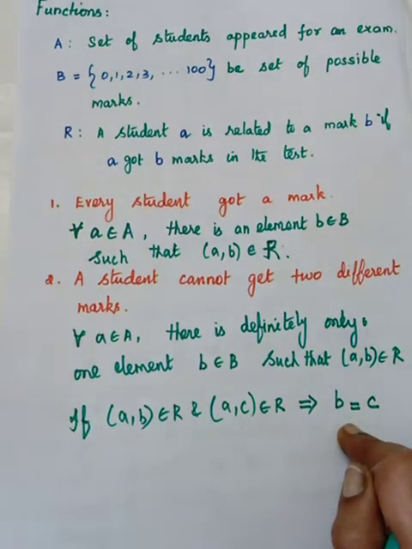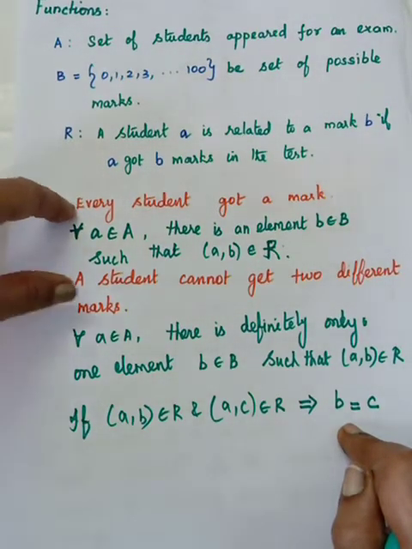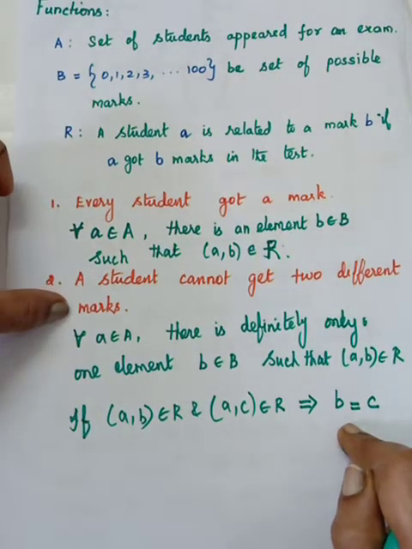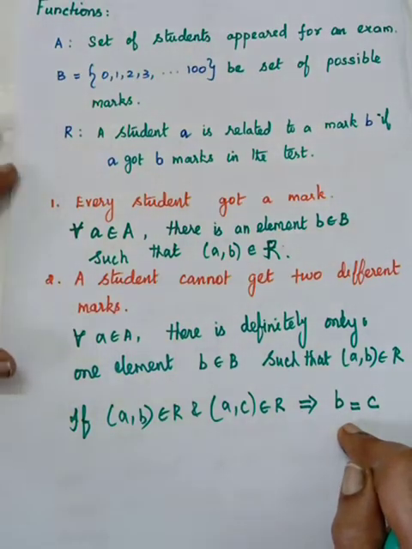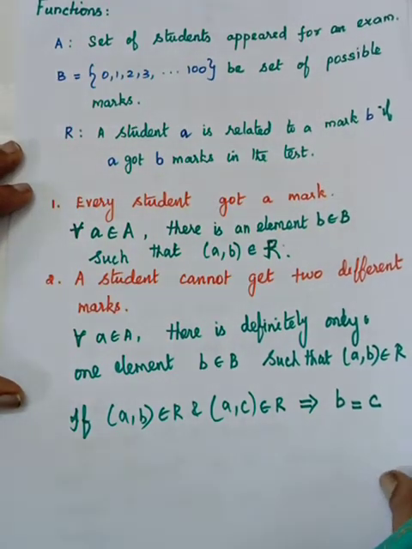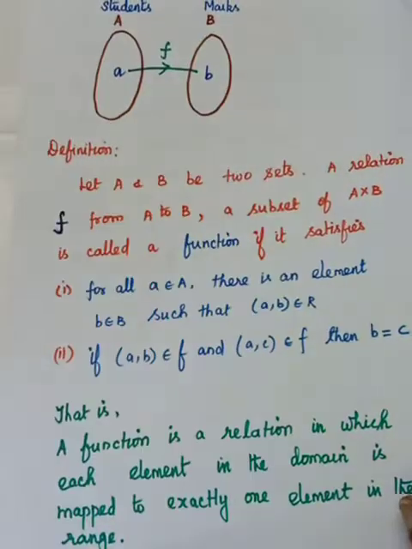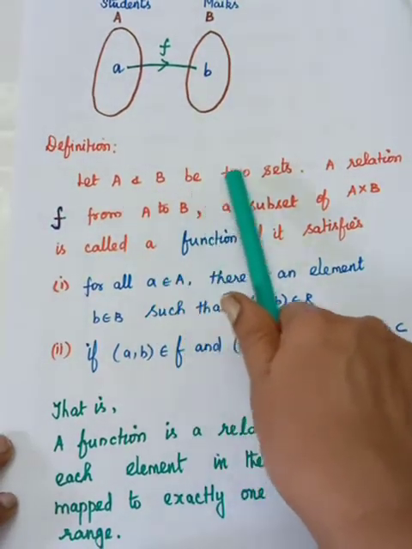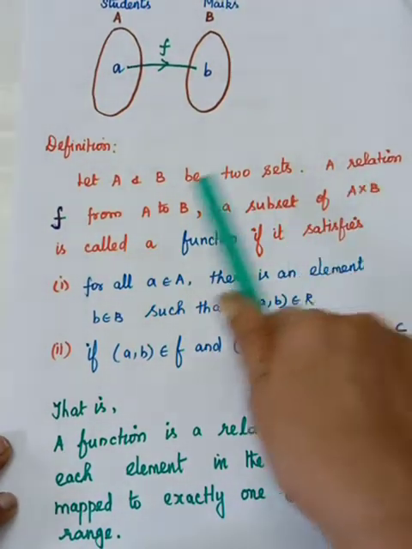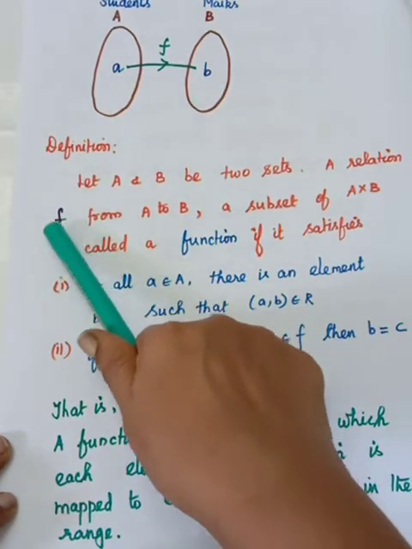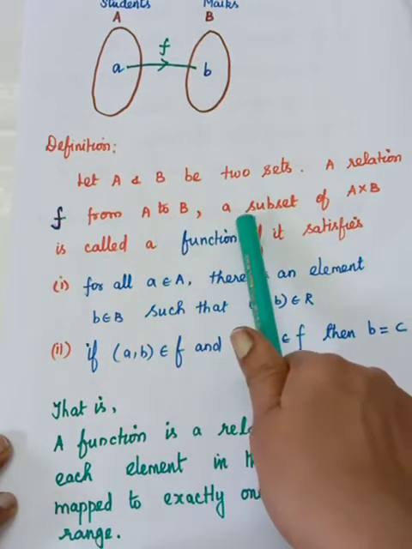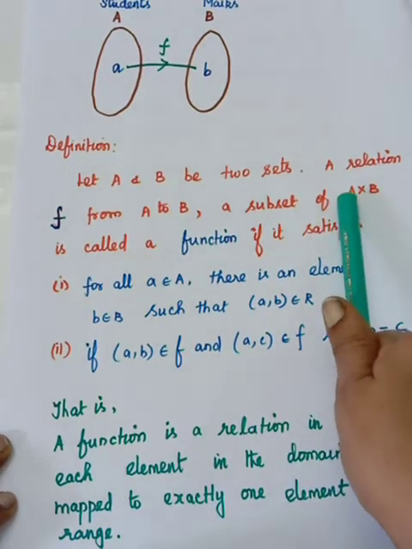So in any relation, if you get these two conditions, if any relation satisfies these two conditions, that relation is called a function. Okay, what is the definition of the function? Now the definition of the function is, here we have considered two sets. Let A and B be two sets. A relation F from A to B. Relation is always a subset of the Cartesian product A cross B.